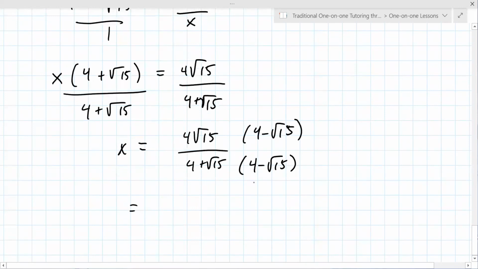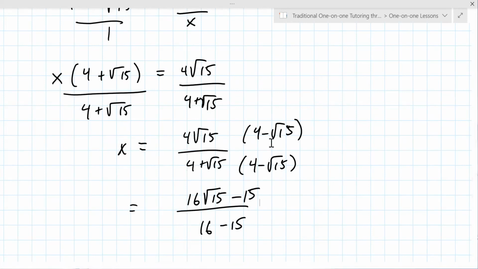All right, so on the bottom, believe it or not, you just get 1, because it ends up being 16 minus 15. On top, you get 16 square root 15 minus 15. I wonder if that's not the right symbol. I saw a division there. Maybe it meant minus x.